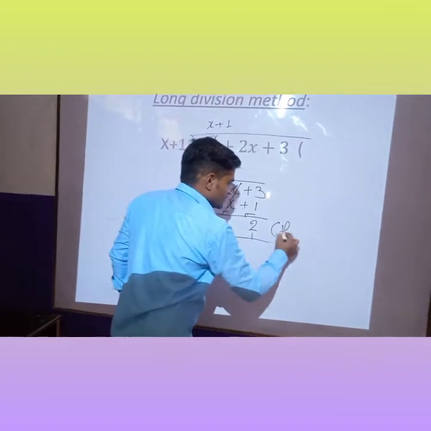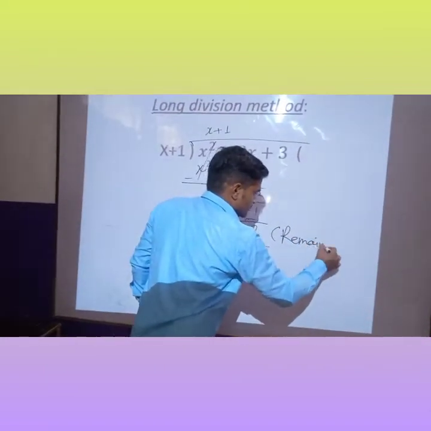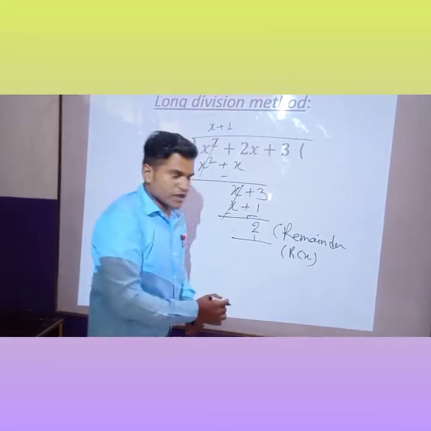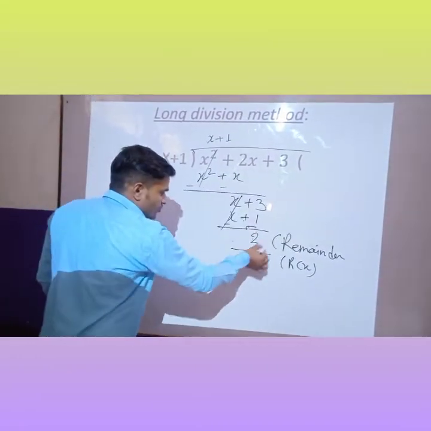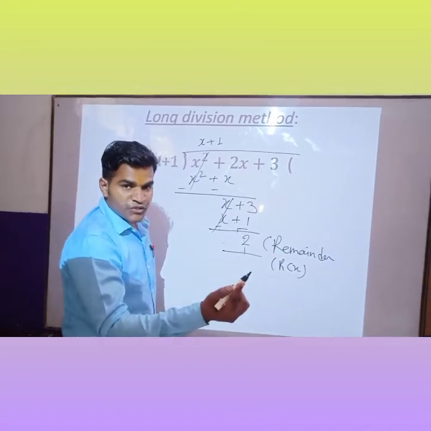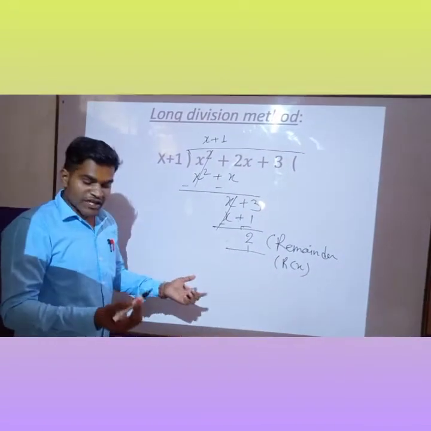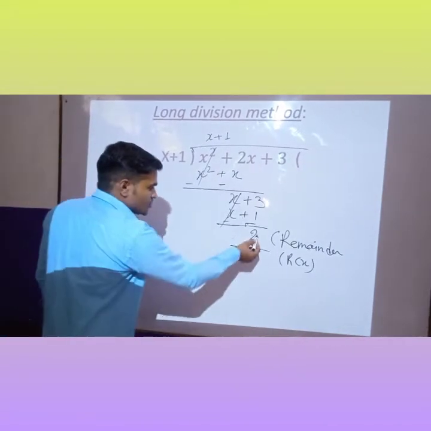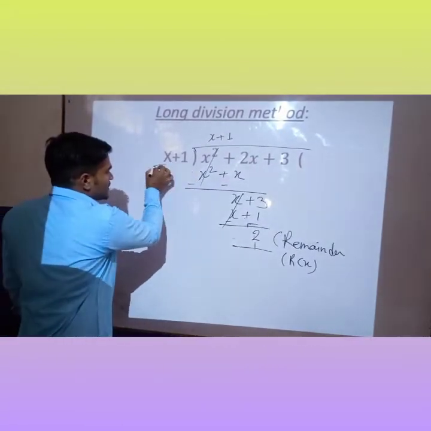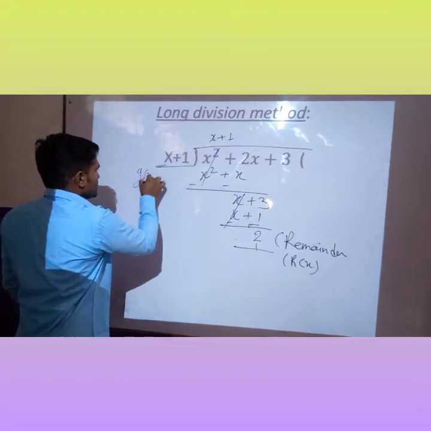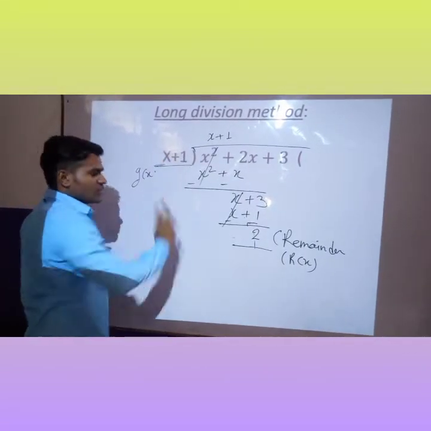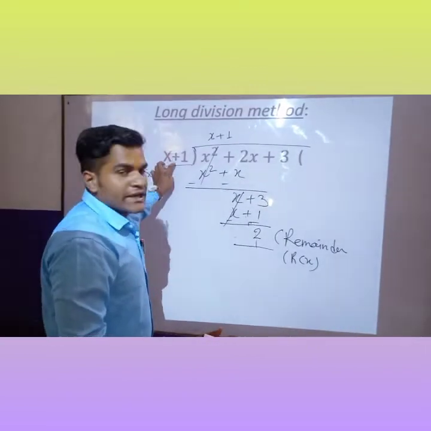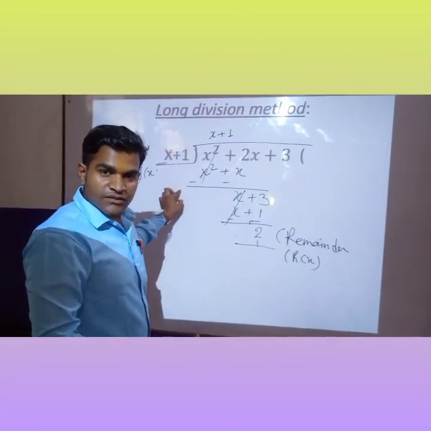2 is the remainder, that is R(x), and the degree of 2 is 0 because 2 is a constant polynomial. As we know, the degree of a constant polynomial is always 0. So the degree of 2 is 0 and the degree of x plus 1, which is G(x), is 1. It means the degree of the remainder is less than the degree of G(x).